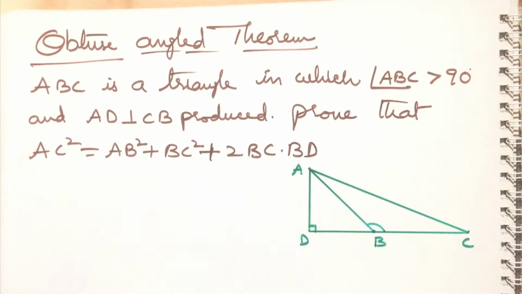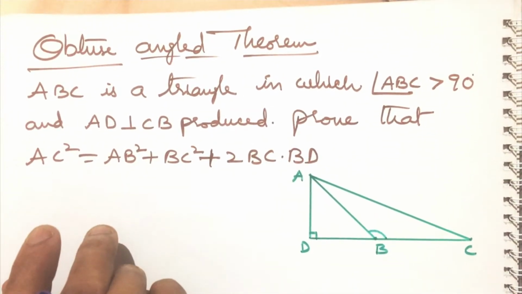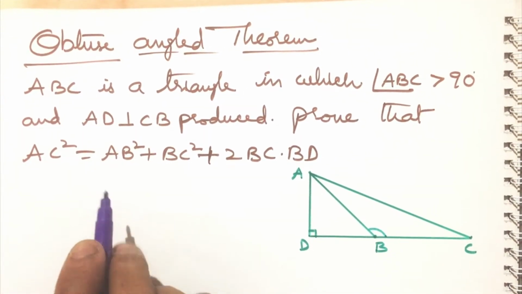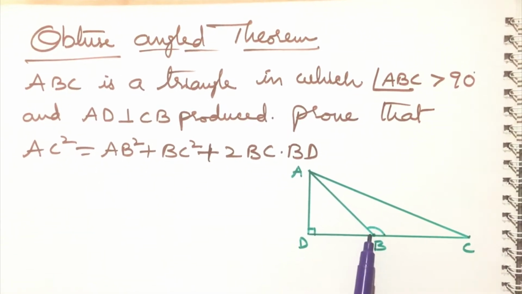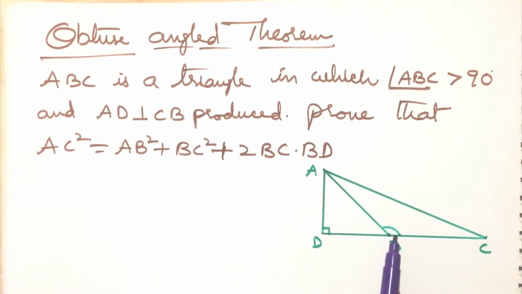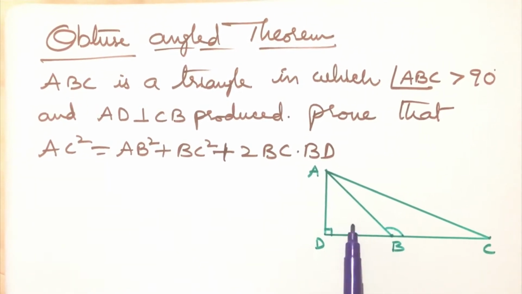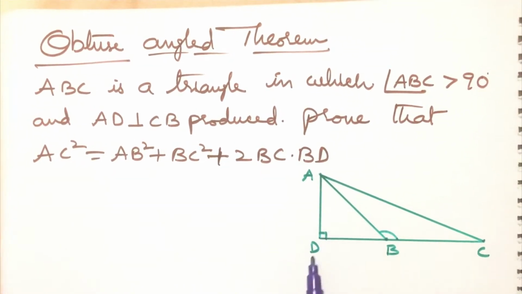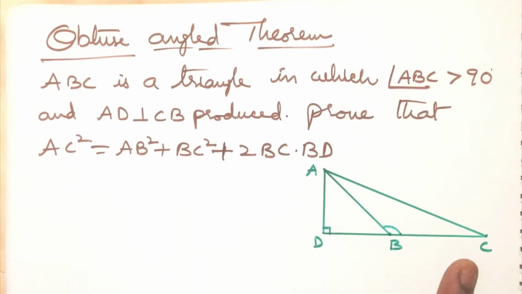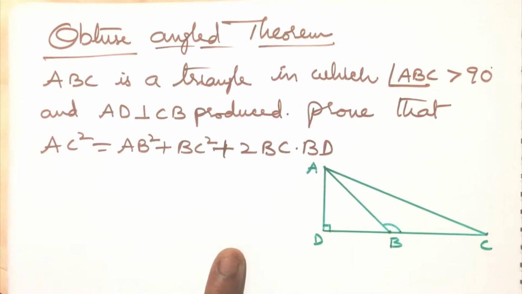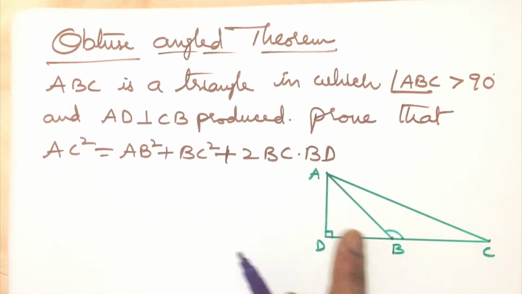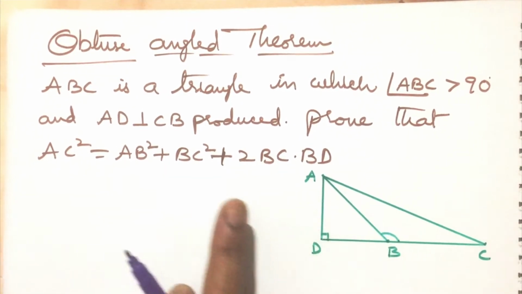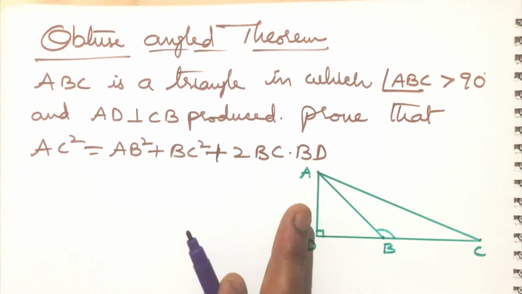Let us learn the obtuse angle theorem. That is, if ABC is a triangle in which one of the angles is greater than 90 degrees, an obtuse angle, and AD is the perpendicular drawn to BC, one of the sides of triangle ABC produced, then we have to show that AC square is equal to AB square plus BC square plus 2 times BC into BD.